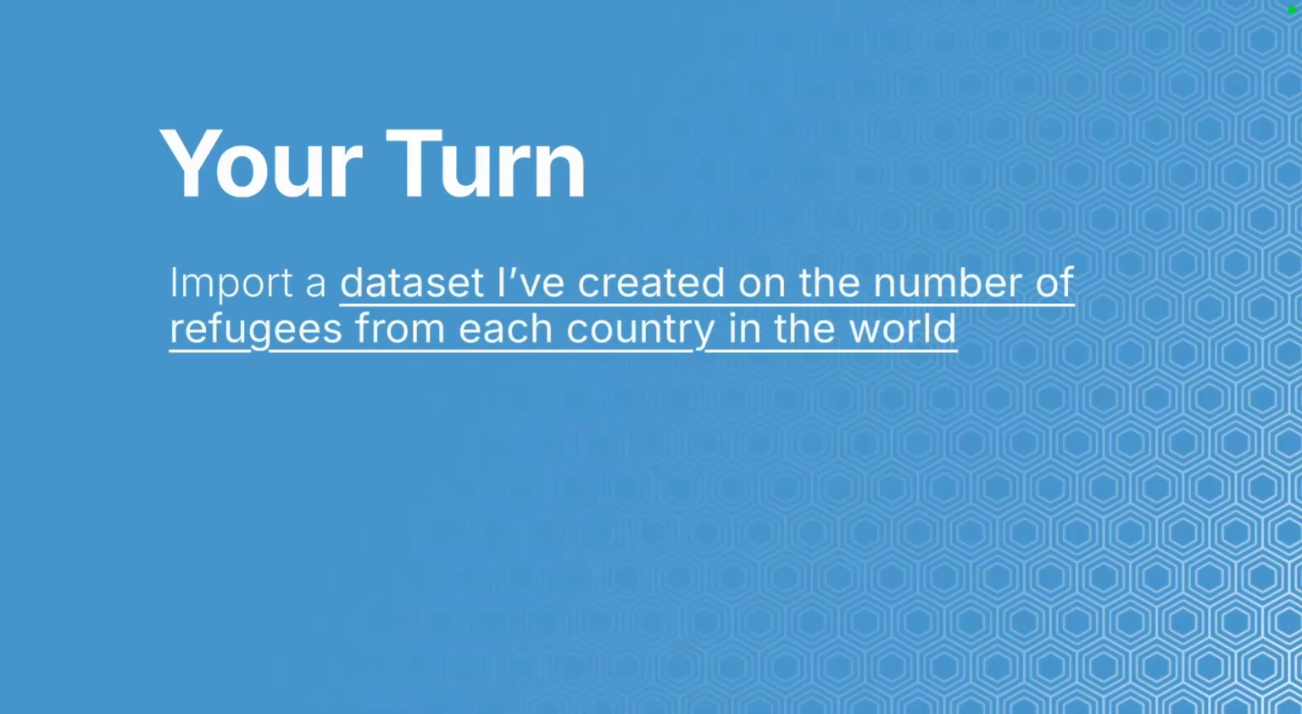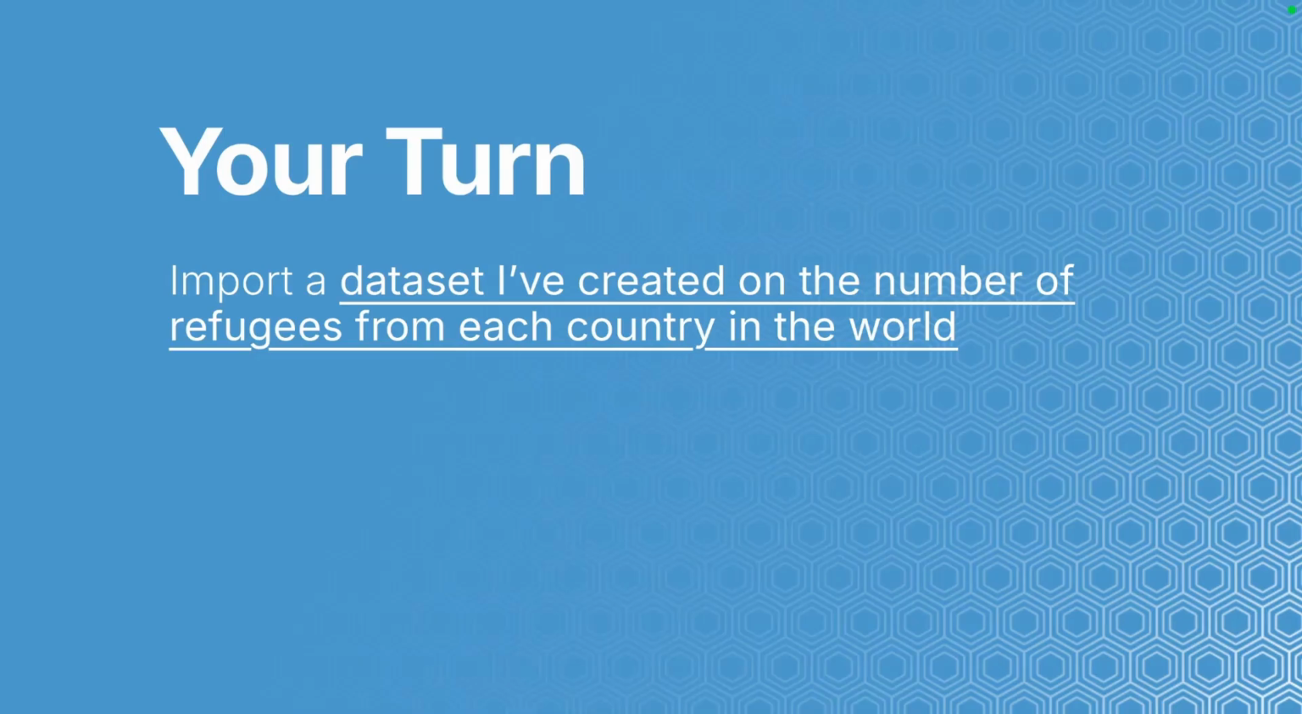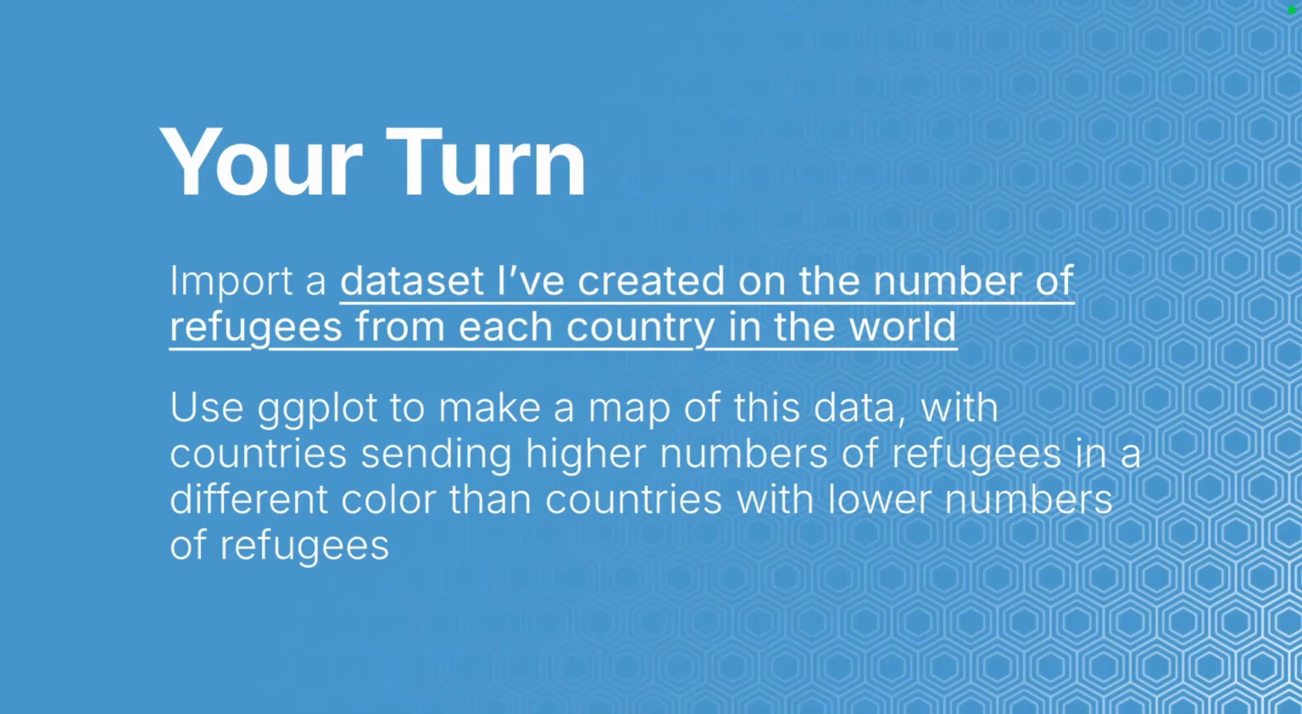For your turn, I want you to import a data set that I've created on the number of refugees from each country in the world. This data set is in GeoJSON format, so you can import it with read_sf. Then I want you to use ggplot to make a map of this data with countries sending higher numbers of refugees in a different color than countries with lower numbers.